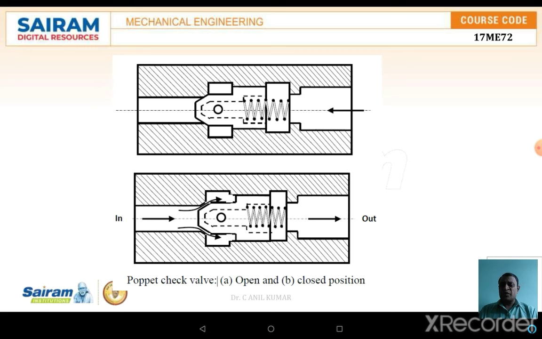Once the pressure is more from the inlet, it pushes the poppet against the spring pressure, and the oil or the fluid will escape. Once there is any back pressure from the reverse direction, that pressure is applied on the poppet, by which automatically the closing of the inlet valve takes place, by which the reverse flow is not at all possible.